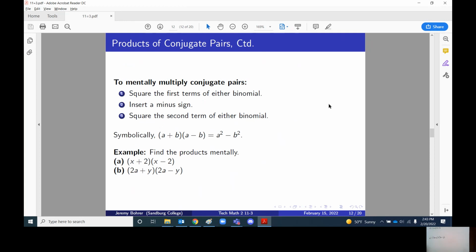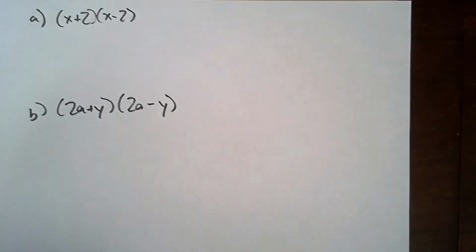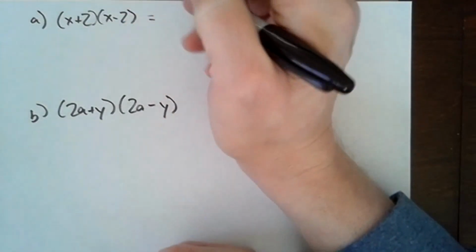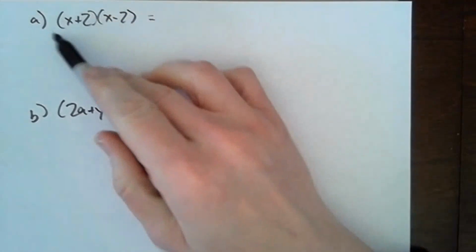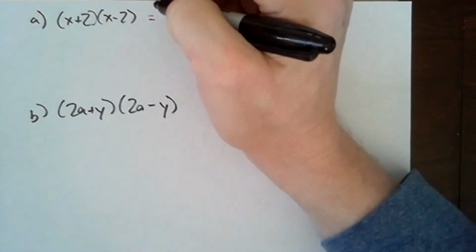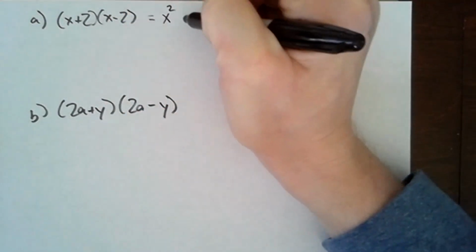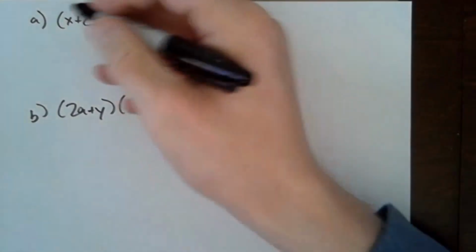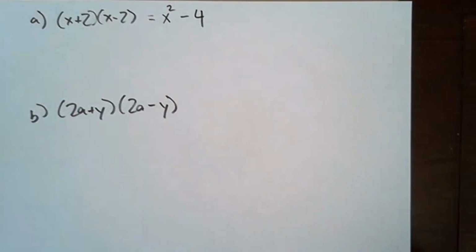We are asked to find the products of these conjugate pairs mentally. So coming back to our paper, we've got x plus 2 times x minus 2. Well, that is going to be a difference of squares. So we take the square of the first terms and get x squared, minus the squares of the absolute value of the last terms. 2 times 2 is 4.